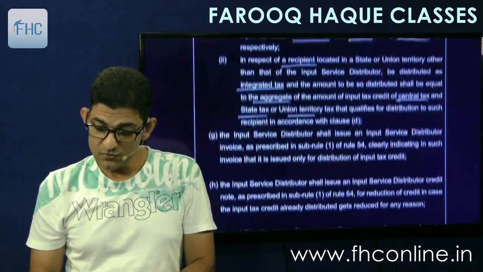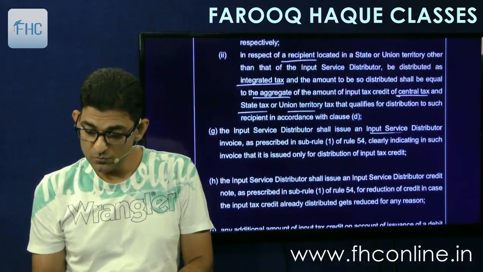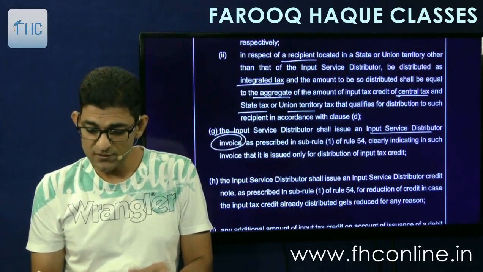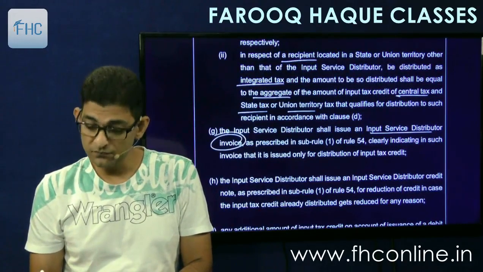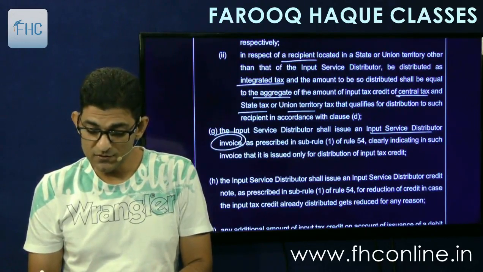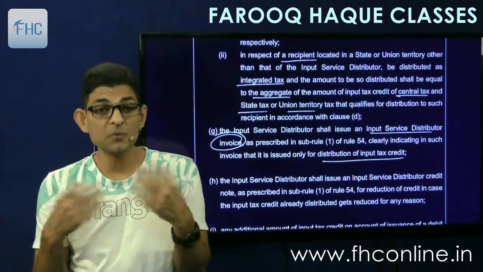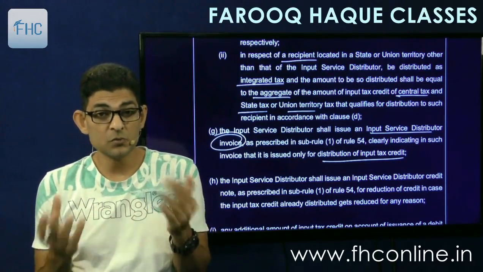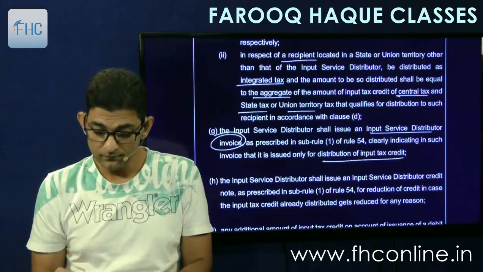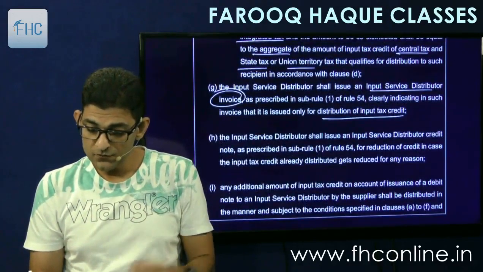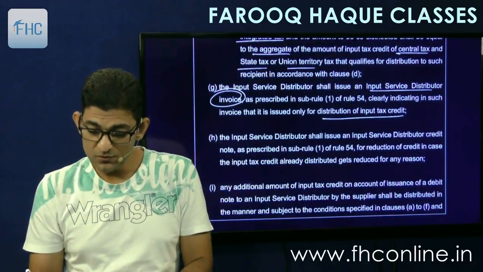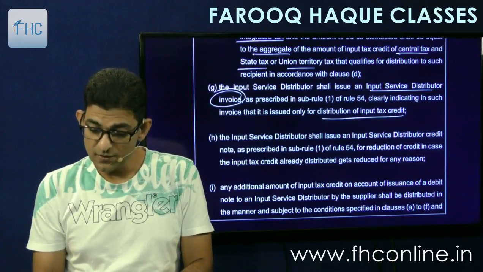Then the input service distributor shall issue an input service distributor invoice as prescribed in rule 54, sub rule 1, clearly indicating in such invoice that it is issued only for distribution of input tax credit. So this is not a normal supply invoice, this is a distribution invoice. And so, the input service distributor shall issue an input service distributor credit note. This is about credit note.